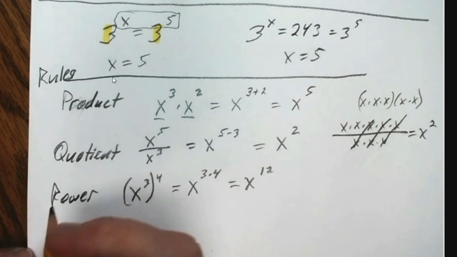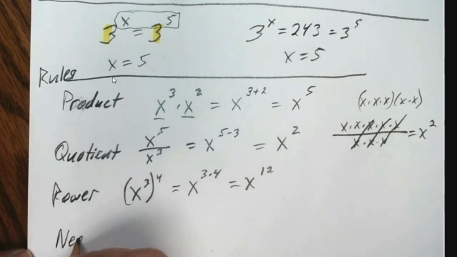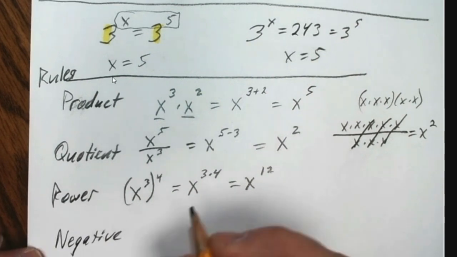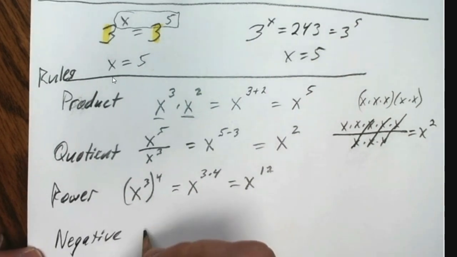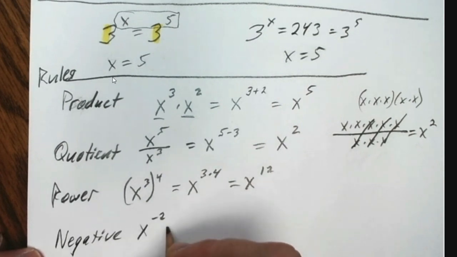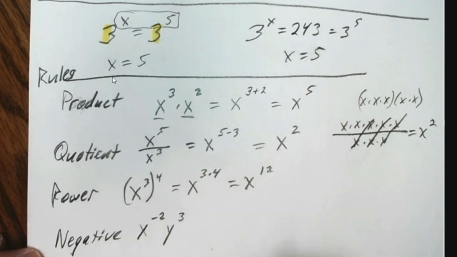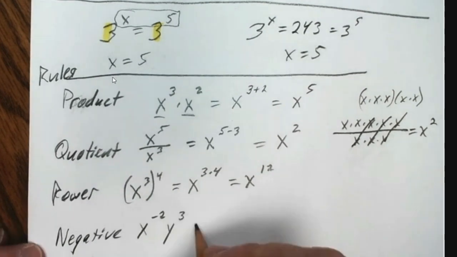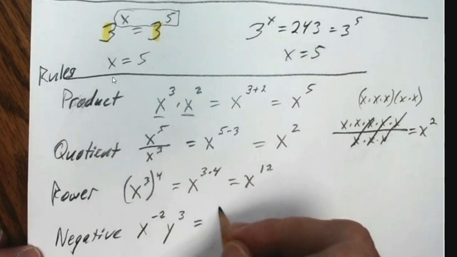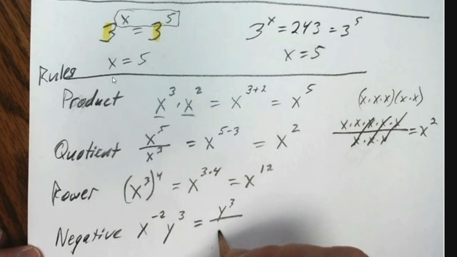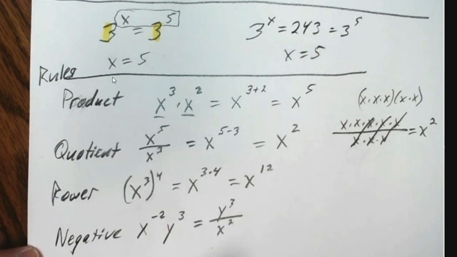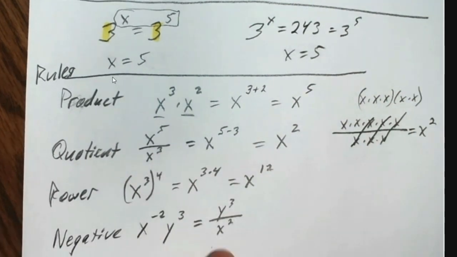And then the last one we need to remind ourselves of is when you have a negative exponent. So if you have, let's see, I'm going to do x to the negative 2 y to the third, that is the same as y to the third divided by x squared. If it's a negative, you can move it underneath the fraction, and it makes it a positive. Or it works the other way.